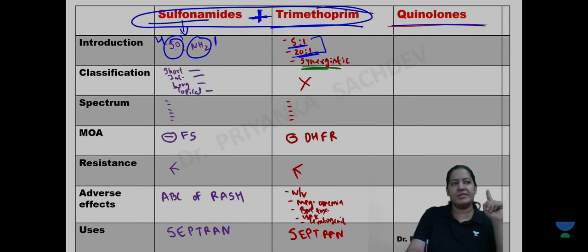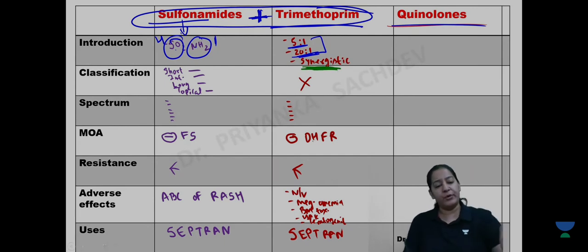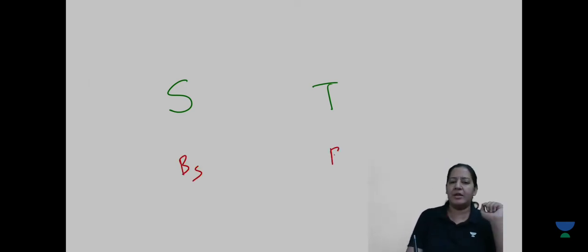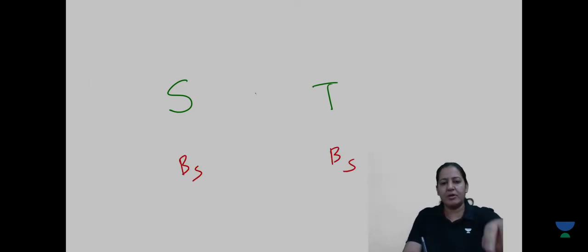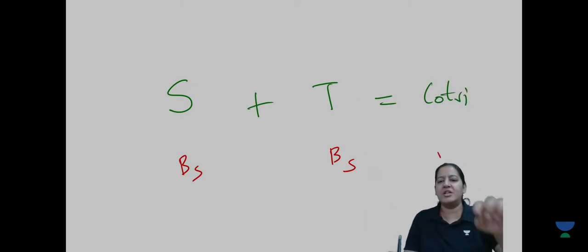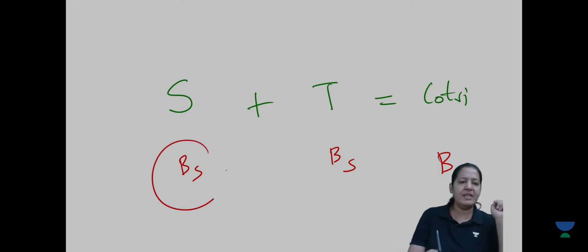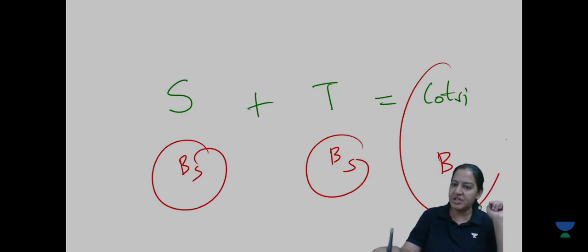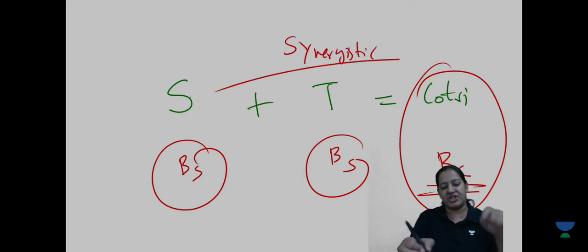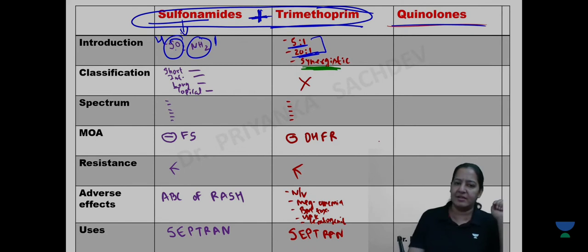And the action is synergistic. What's the meaning of synergistic? If you give them individually, sulfonamide or trimethoprim, it is bacteriostatic. But if you give them in combination, that is cotrimoxazole, the combination is bactericidal. So individually they are bacteriostatic, but the combination is bactericidal. It kills the bacteria. This is the meaning of synergistic action. Give me a thumbs up. That is the meaning of the synergistic action.